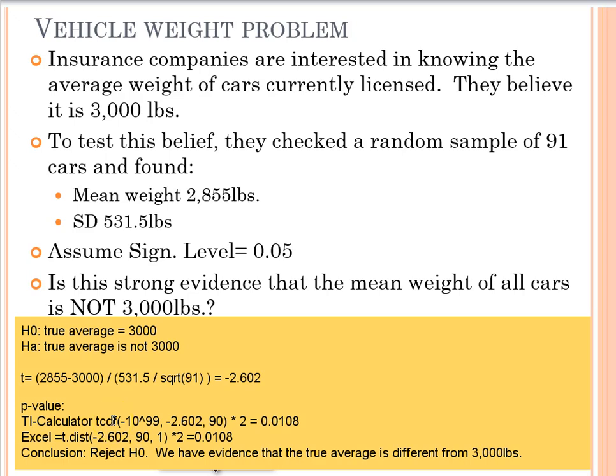Since we're looking at a two-tailed test based on the alternative hypothesis, we're going to have to times this by 2 to make sure we're calculating the correct p-value for a two-tailed test, and that's just 0.0108.